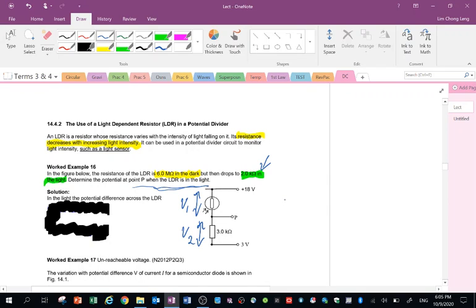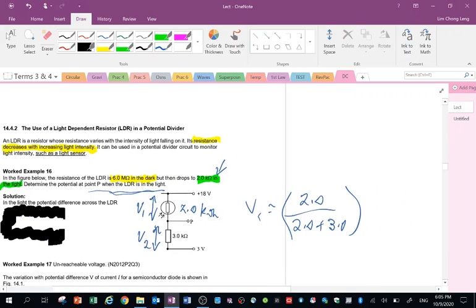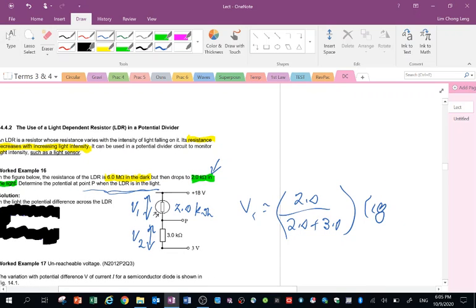So I will calculate the PD, knowing that in the light, the resistance is 2 kilo ohm. So V1 is calculated using the potential divider formula, 2.0 over 2.0 plus 3.0, and then multiply by the PD. PD is 18 minus 3. Okay, 18 minus 3. So if you make a calculation, you will get 6 volt, right?